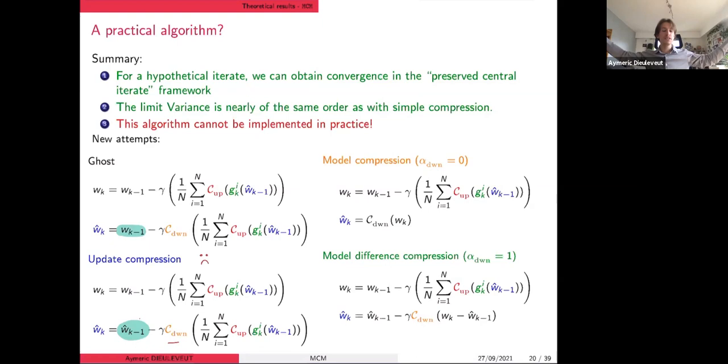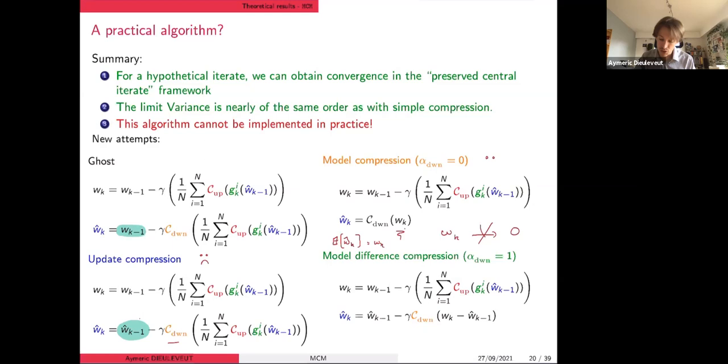The second thing I could do is to just compress the model. And this is clearly not a good thing to do, because as we mentioned before, wk is absolutely not going to zero. It's the model. It has no reason to go to zero. So even though that would satisfy the assumption that w hat k in expectation is wk, what I would be compressing and the variance of the compression would absolutely not decrease. So this is also not something I can do.